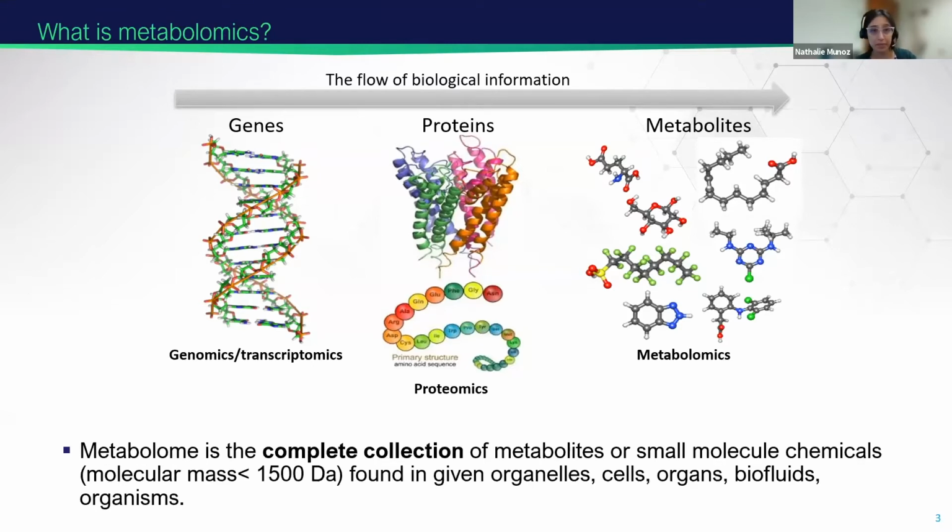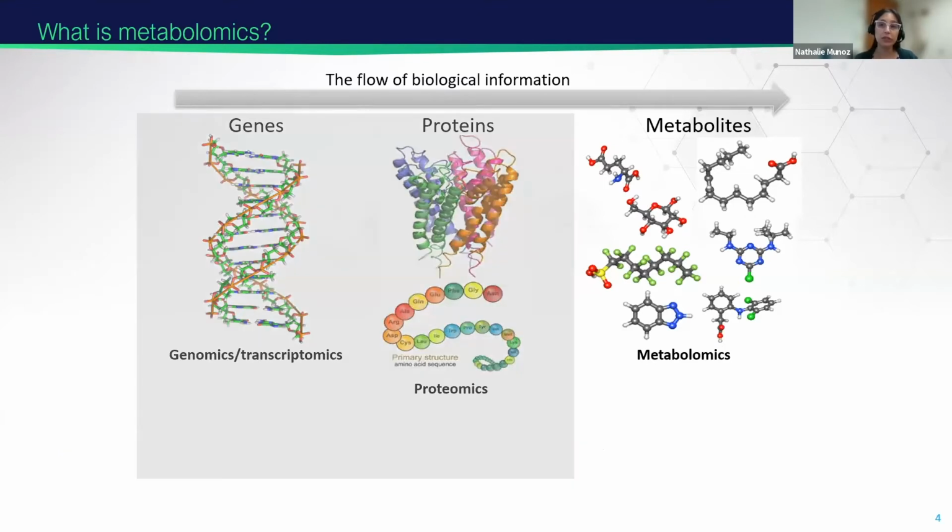The metabolome, which is what metabolomics studies, is in turn the complete collection of metabolites, or small molecule chemicals, which have a molecular mass smaller than 1,500 Daltons, that are found in given organelles, cells, organs, biofluids, or organisms. The term metabolome was coined in 1998 by analogy to the genome, transcriptome, and proteome. And these metabolites or small molecules are chemically transformed during metabolism.